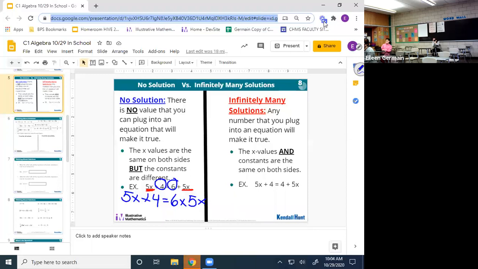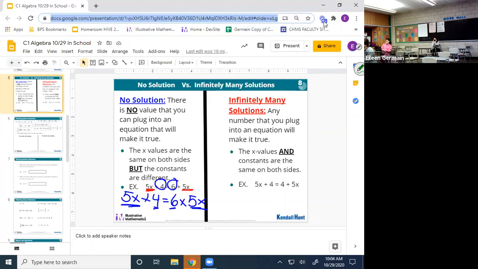No number that you put in there would work. If you have the same x value on each side and a different constant, you're going to say it has no solutions every single time. Same x value, different constant is going to be no solution.